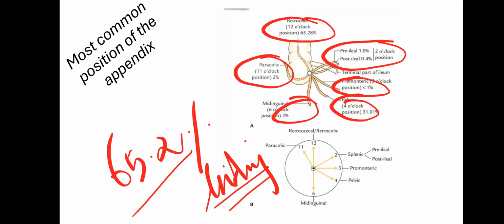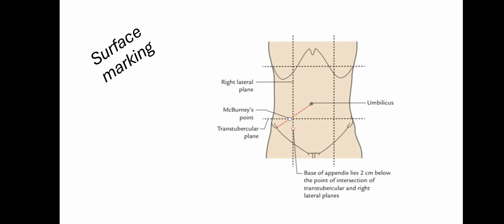So that is the most common position of the appendix, and that is your retrocolic position. Then the surface marking of the appendix is at McBurney's point, which is all very trivial information to you, I know. But anyways, we'll cover the topic. Common mistakes can be made here.